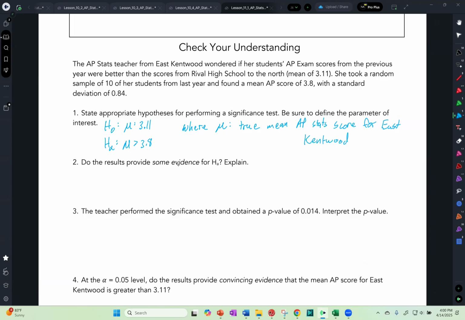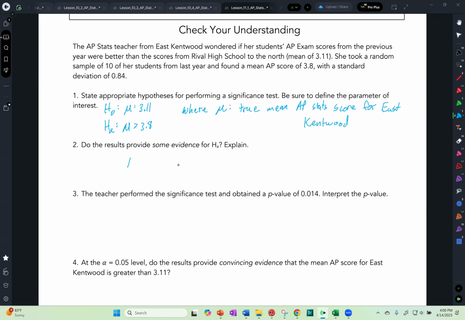Do the results provide some evidence for the alternative? Heck yeah, they do, right? X bar is equal to 3. Oh my gosh. How am I letting myself do that?